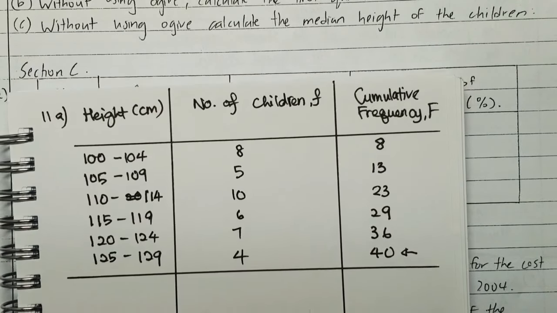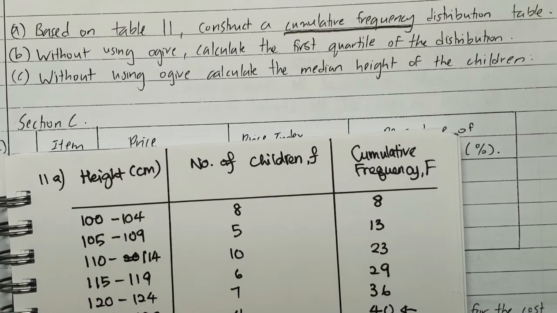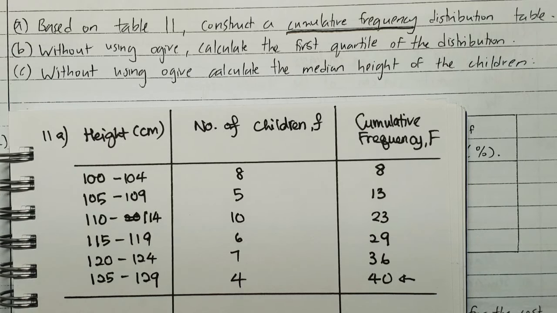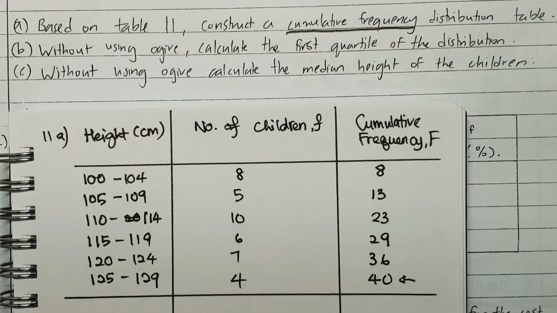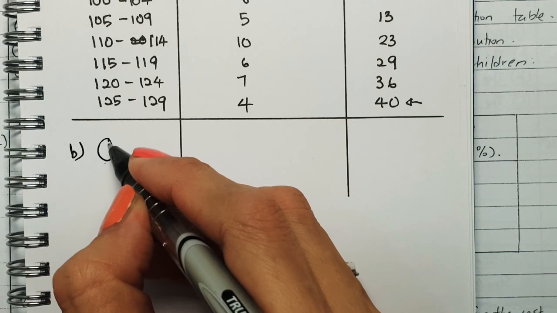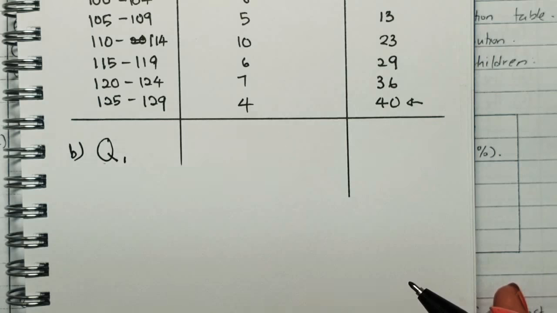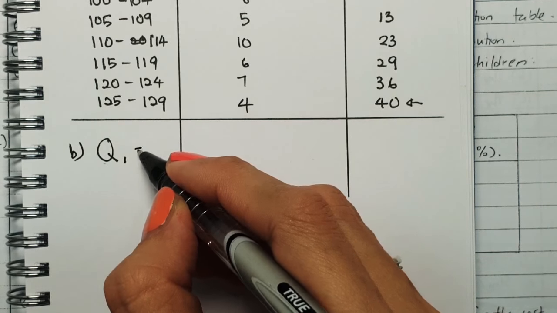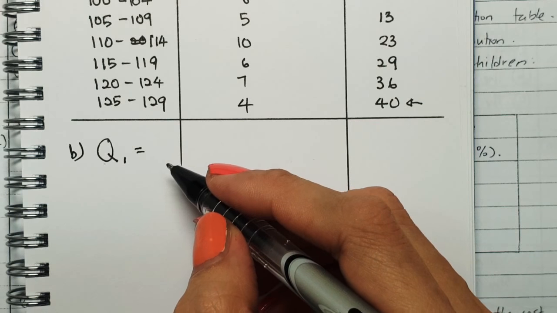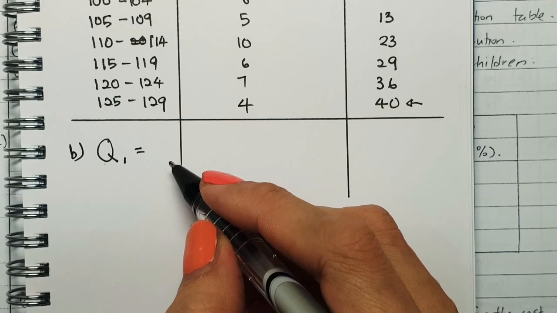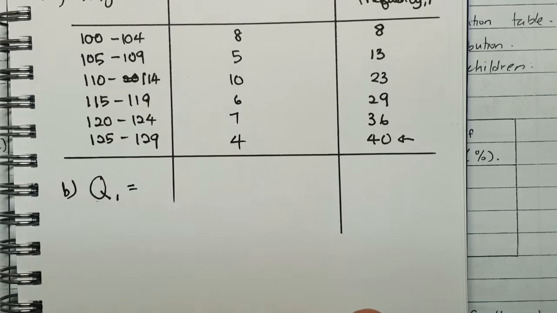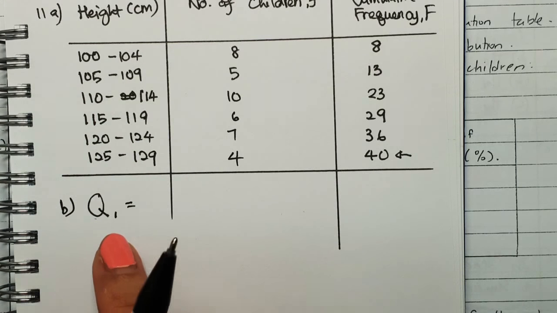Okay, next, B. Without using the ogive, we have to calculate the first quartile of the distribution, and then we calculate the median. So we have two parts. For part B, we have to calculate the first quartile. For this one, we just need to use the formula. You can use the formula, or you can use the way which I prefer. With the formula, you just key in the corresponding values. That one you can try on your own and compare to the one that I use.